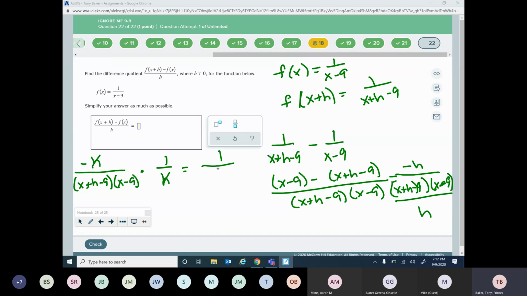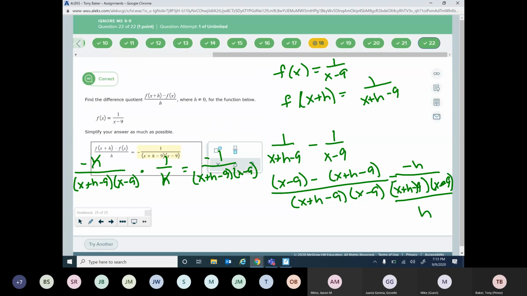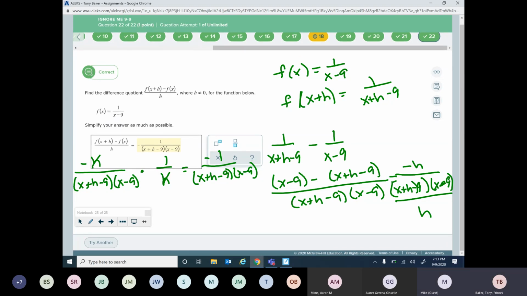So I end up with negative 1 over x plus h minus 9 times x minus 9. I'm not sure if they're going to take this one as this one or if I have to multiply the denominator. I'm going to see in a second. We might have to multiply that denominator. Nope, they're going to let me put it. So it's x plus h minus 9, x minus 9. Because you can't actually simplify that down. So it's really the same thing we did in the other one. It's just messier because of the fractions.